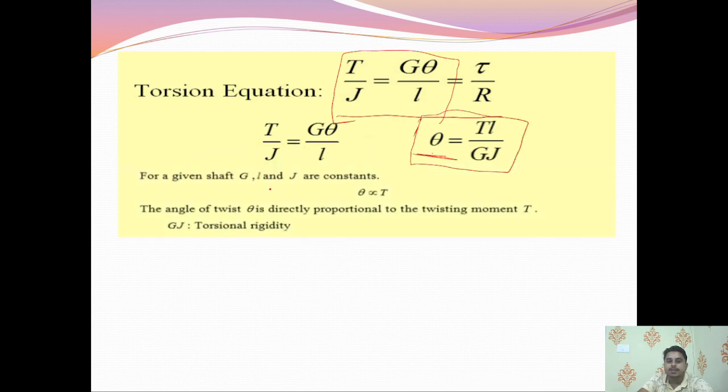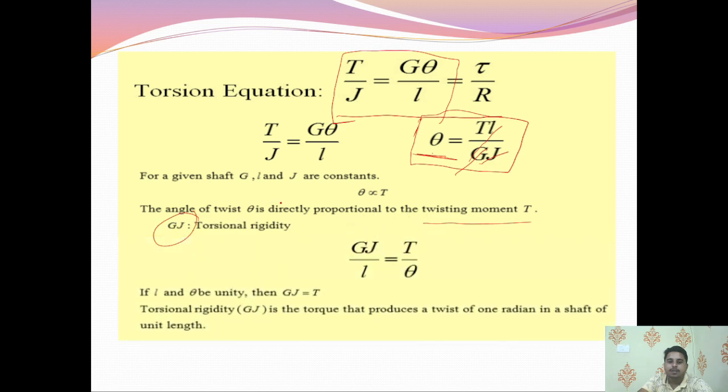For a given shaft, if G, L and J are constant, then the angle of twist is directly proportional to the twisting moment or torque. And GJ here is representing the torsional rigidity. Now, let us simplify.